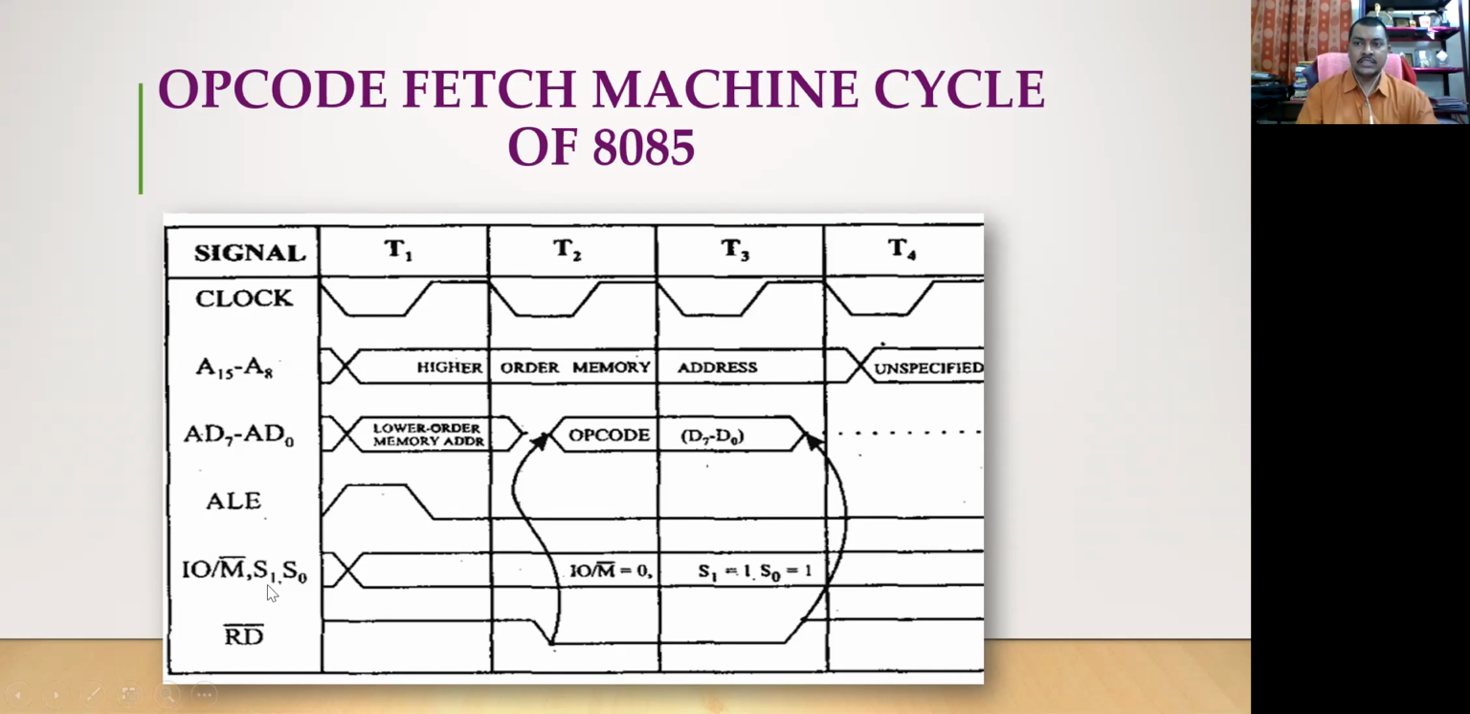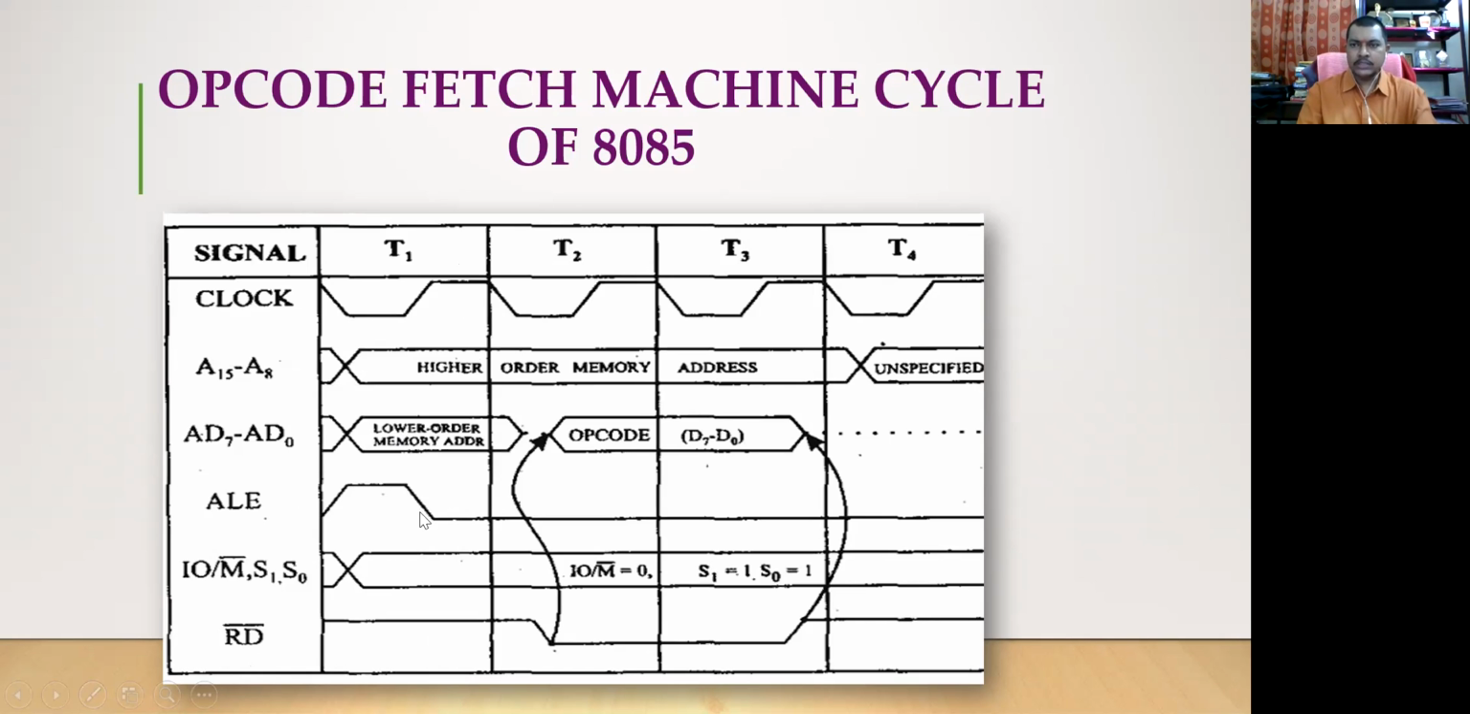And this is the status signal, input output memory bar, S1 and S0. Those signals are being used to control the data bus, which I have shown you earlier. And the last column is to read the data from the memory location. So that is the signal over there. These signals are being controlled by using these clock pulses.